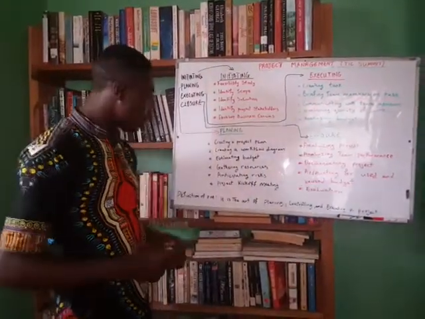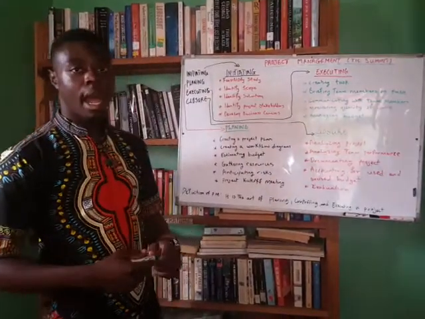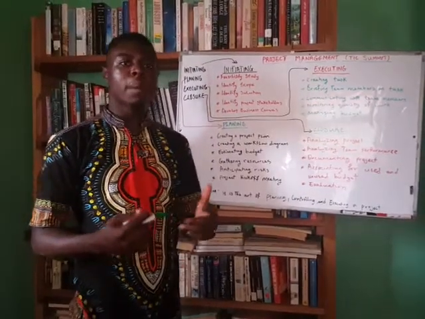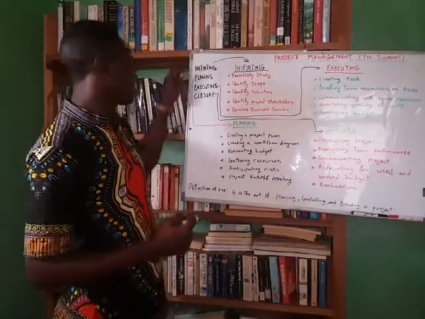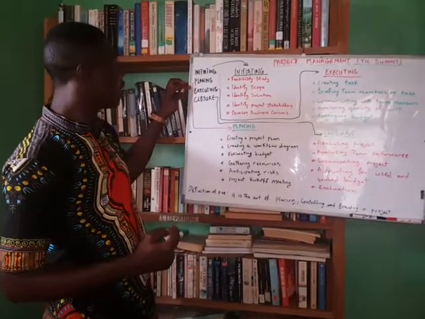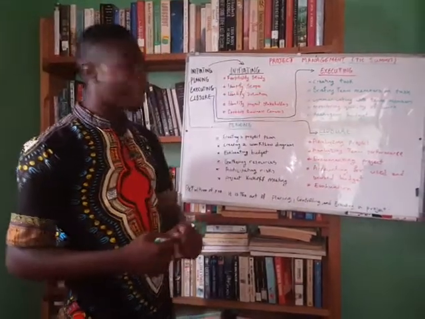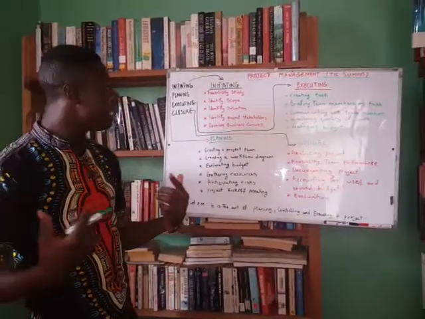I would define project management as the act of planning, controlling, and executing a project. Now, when we talk of project management, it involves 4 key steps, which are initiating, planning, executing, and closure. Now, when we come under the initiating step, this is where the idea is being developed.